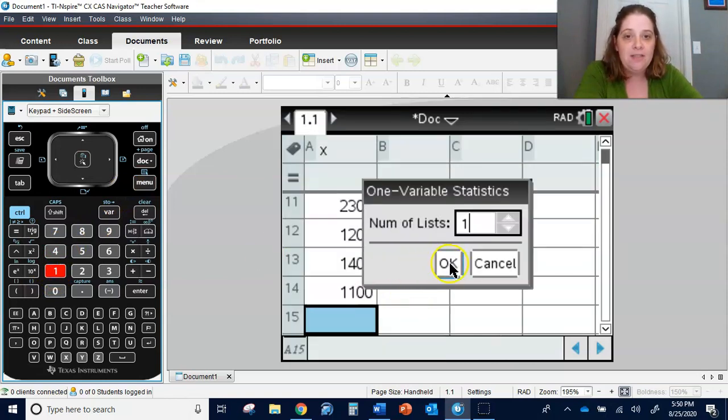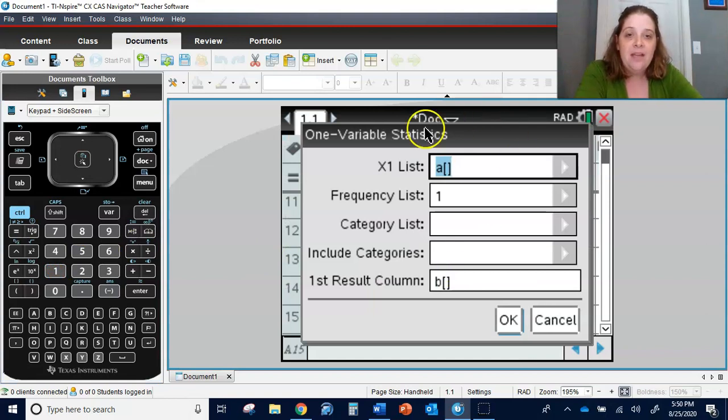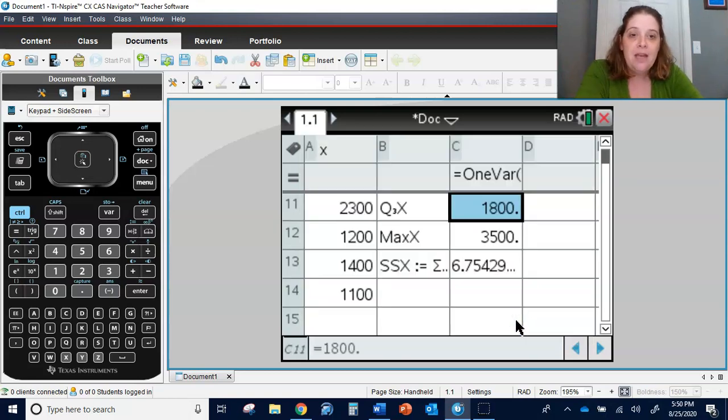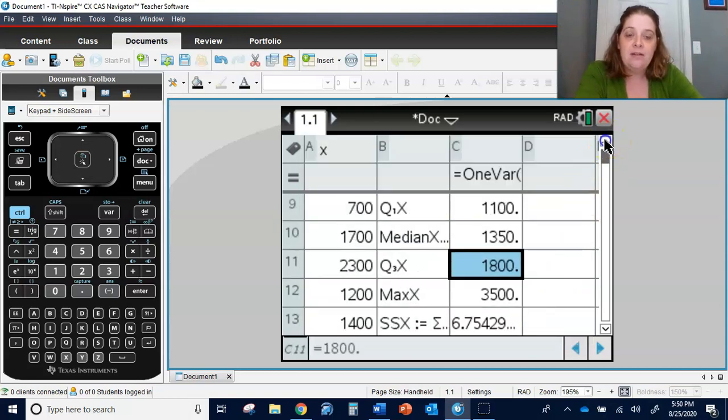We're going to click on through this number of lists. That's just going to say okay. And it says, what's my X1 list? I'm going to use the drop down menu. I labeled that column as X, although you could have labeled it anything, like salary or anything like that. So I just made it X to make it nice and simple here. I don't have a frequency list. We talked about that in last class as well, but I don't have any categories, etc. I'm good to go. So I'm going to click OK. And here is my data.